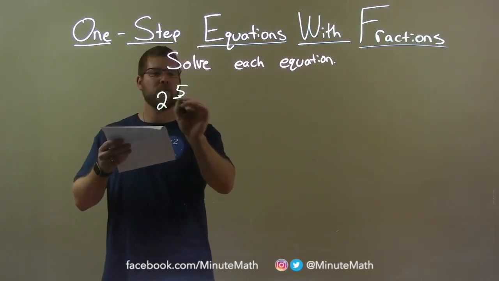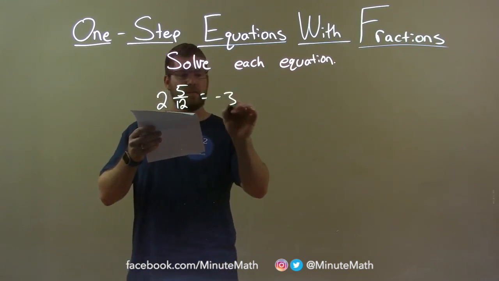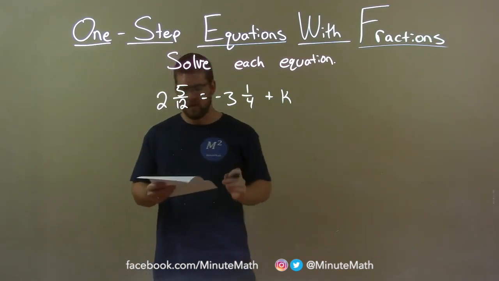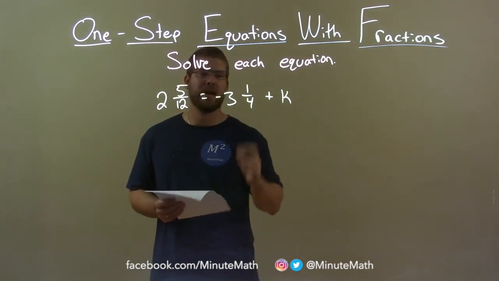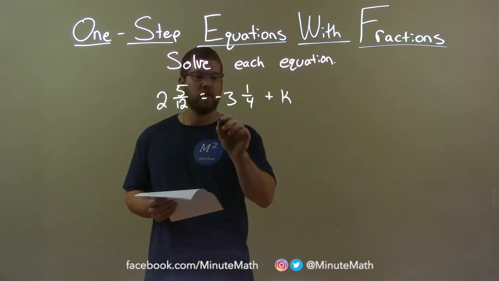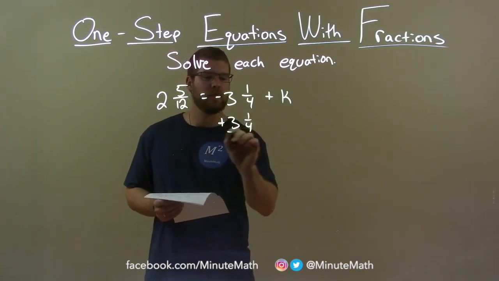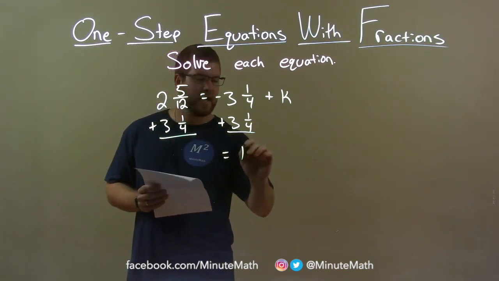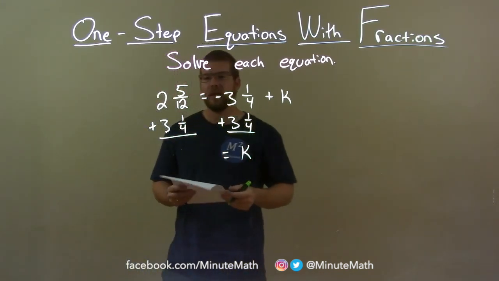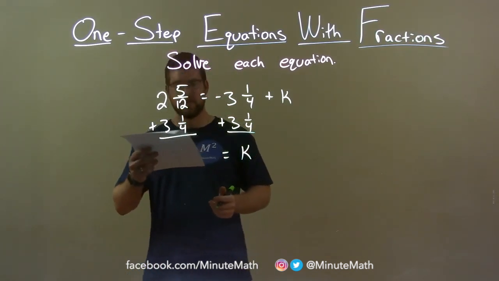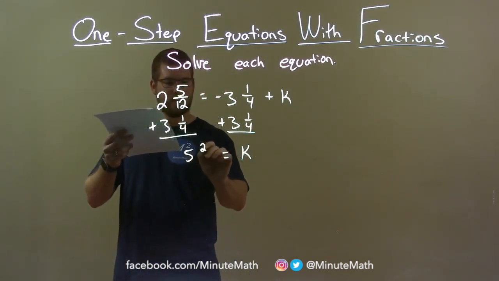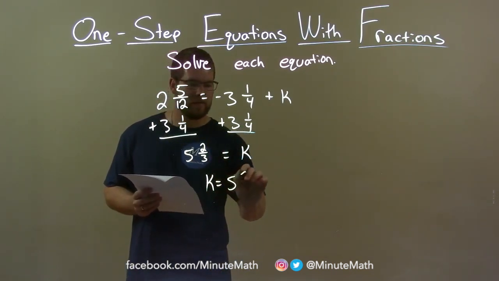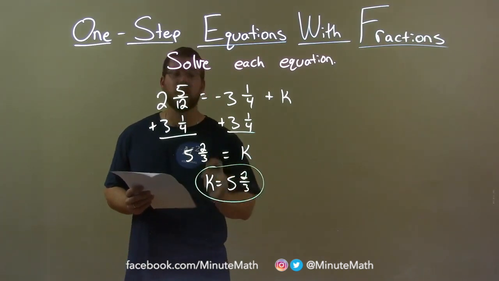2 and 5 over 12 equals negative 3 and 1/4 plus k. So one thing I want to do here is, to get k by itself, I know we're adding a negative 3 and 1/4. To eliminate that, we have to add a positive 3 and 1/4 to both sides. This gives me k by itself on the right, and on the left, 2 and 5/12 plus 3 and 1/4 does come out to be 5 and 2/3. Now we can rearrange this to have k come first, so k equals 5 and 2/3, and there we have our final answer.